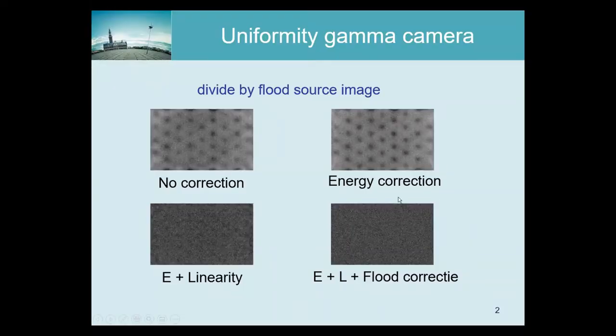Yeah, I've shown this slide before. So for a gamma camera, if we turn all the corrections off, then typically this is the image that we get if we put a uniform plane source on top of a gamma camera. And again, that's what is often done in nuclear medicine.